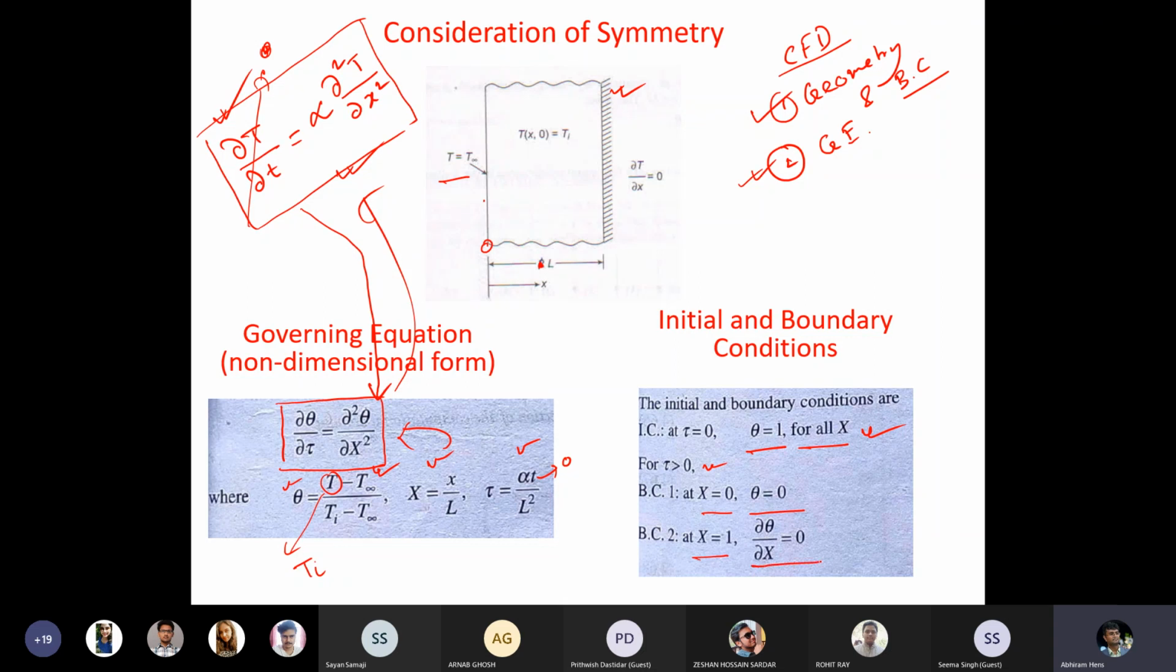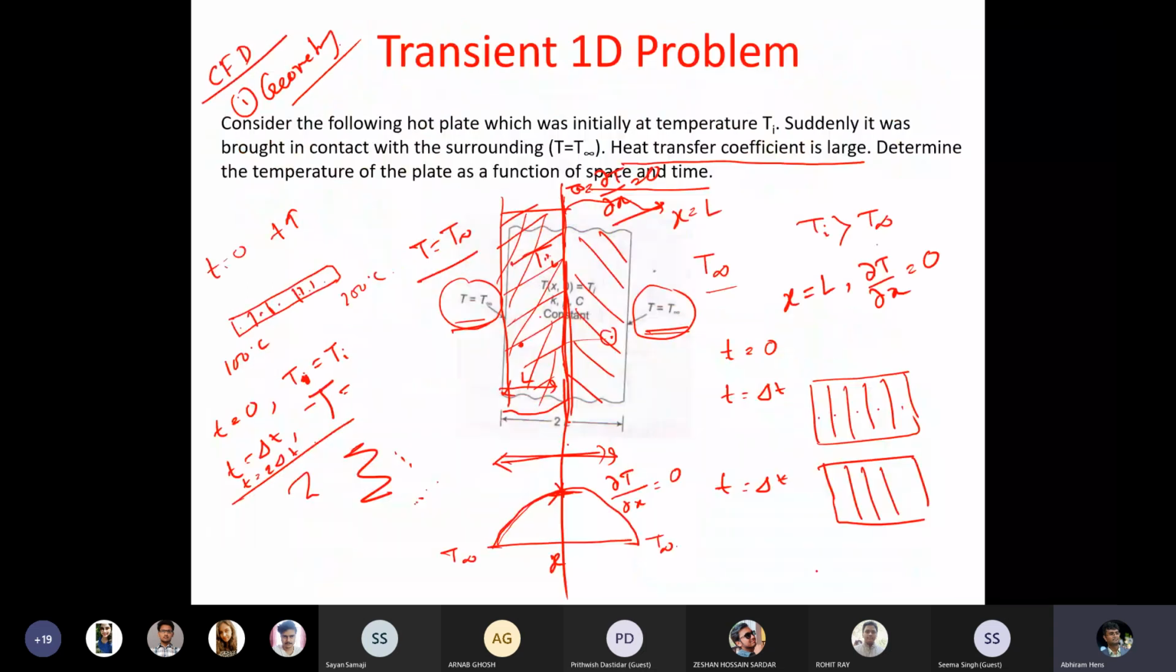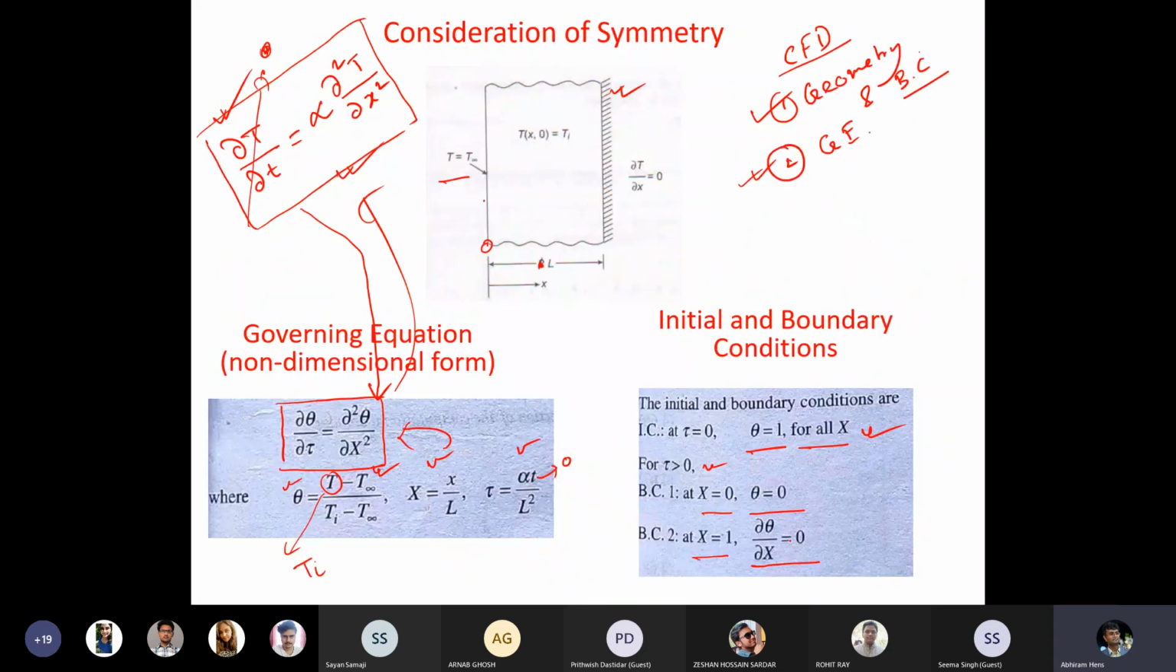This we have explained in the last slide, so you have seen how we are getting this boundary condition. If you non-dimensionalize it, you will get d theta by dX equal to 0. So these are my boundary conditions. My geometry declaration is done, and my governing equation and boundary condition specification is done.